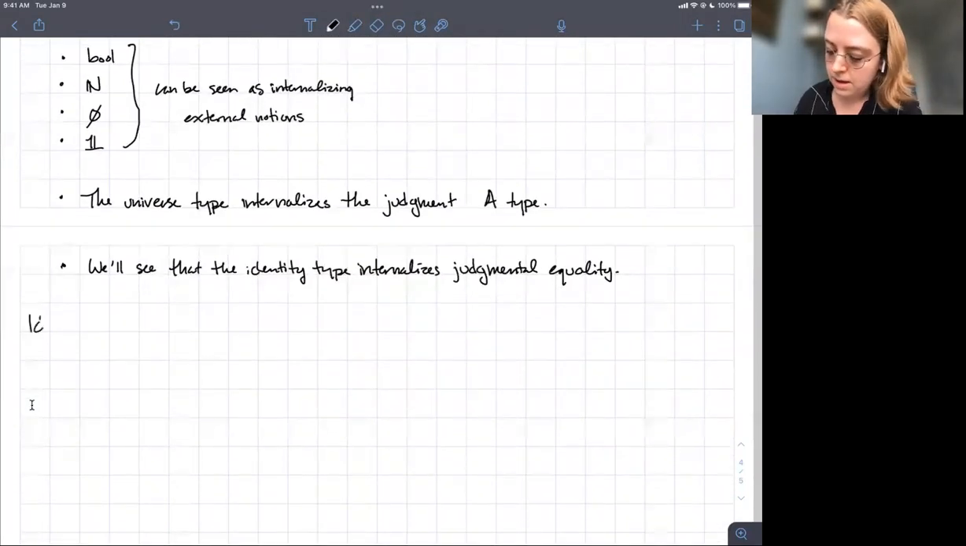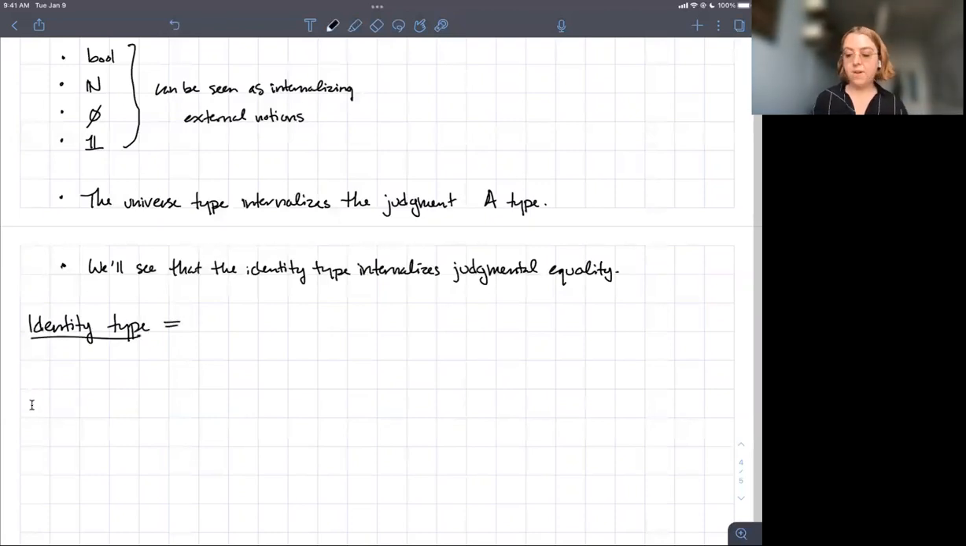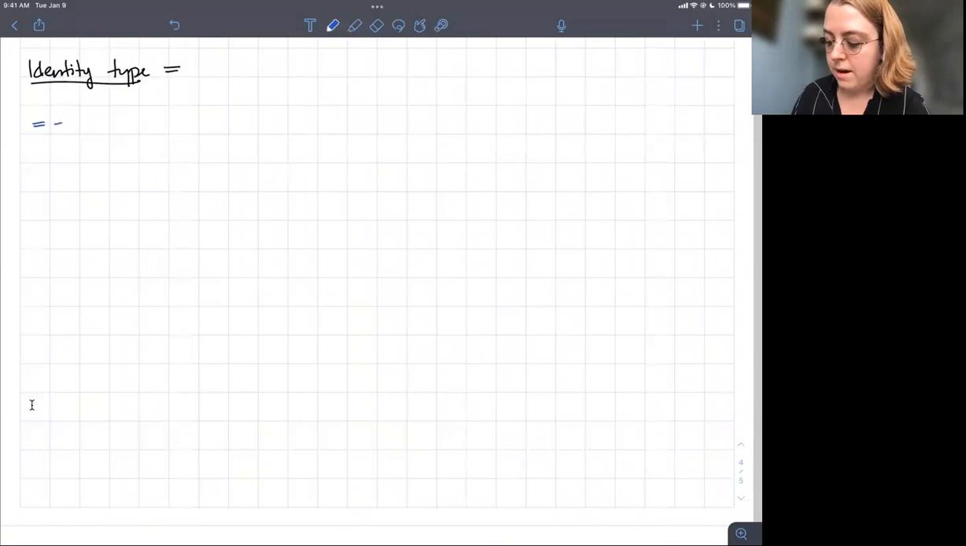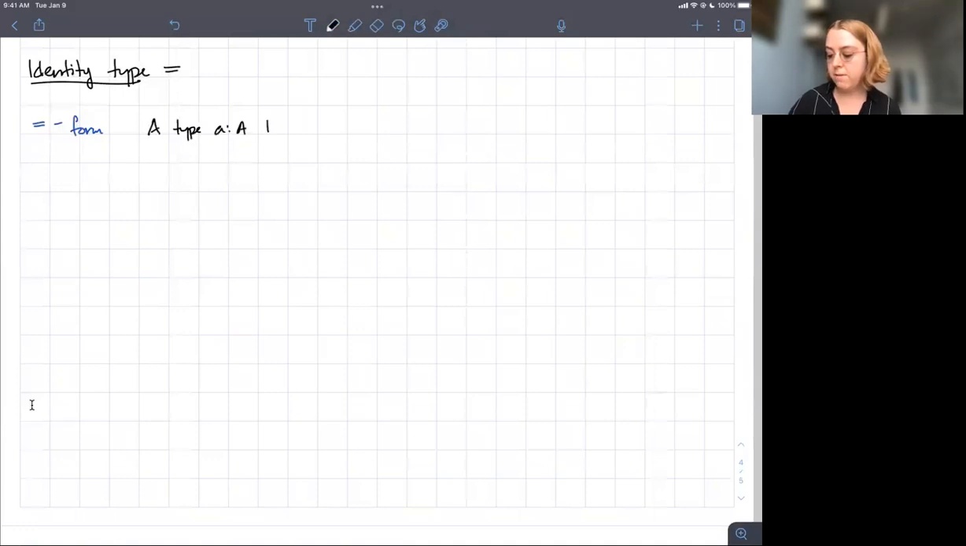Okay, so let us now get a bit more technical and give the rules for the identity type. I want to write the word type here, identity type. Okay, and this follows the same pattern that we've seen for all inductive types. So first of all, we have identity or equality formation. And this says that if we have a type A, if we have two terms of type A, then we have a type like this, the type of equalities or identities between a and b.